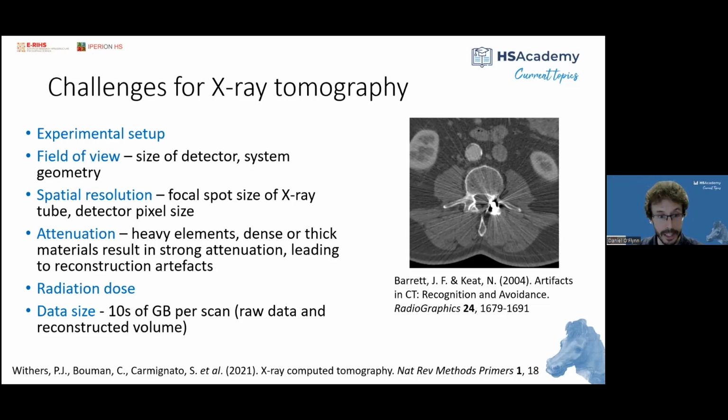And then the last thing I wanted to cover here as a challenge, it's a very important one, is the data size. So when we take a CT scan, we generate tens or sometimes hundreds of gigabytes of data. So that needs consideration in terms of how you store it and also computing power to actually access and manipulate the data.